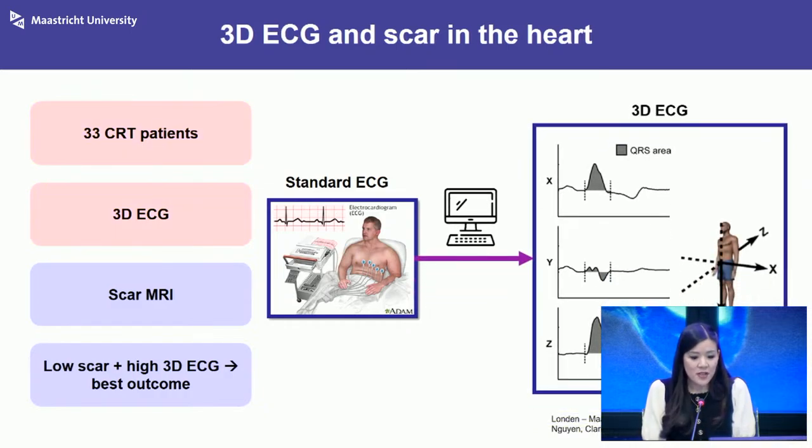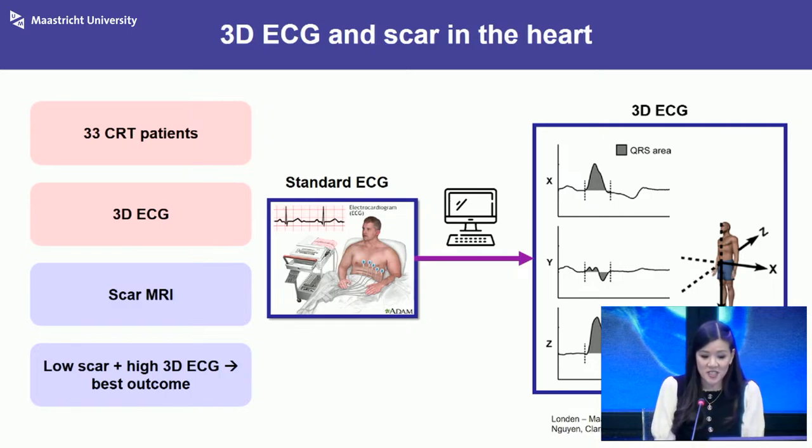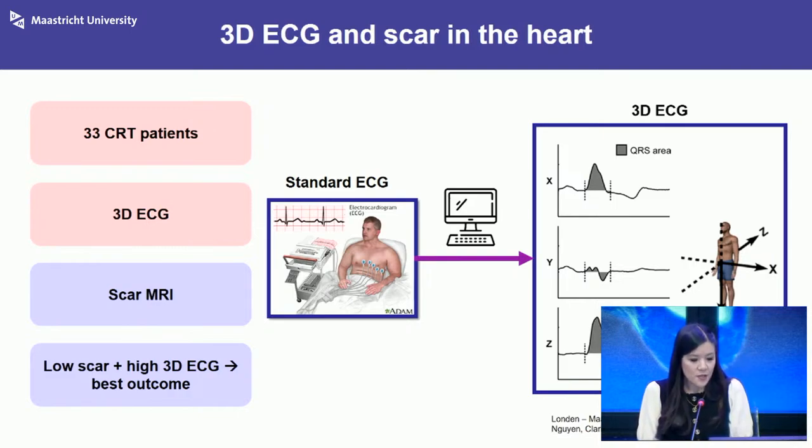In a collaborative London-Maastricht project, we explored the association between a 3D ECG and myocardial scar in 33 recipients of CRT. A three-dimensional ECG is an ECG in 3 orthogonal leads, X, Y, and Z, which can be reconstructed from signals from the standard ECG with a mathematical model. QRS area on the right figure is a quantitative marker that we can derive from this 3D ECG.